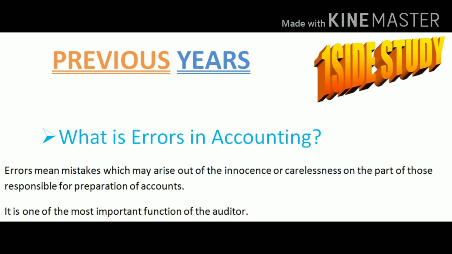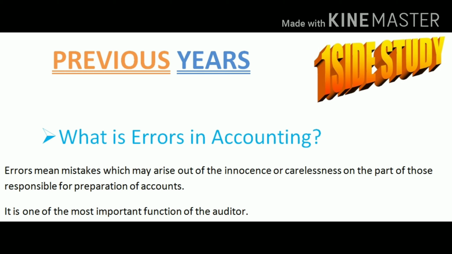unintentionally, and it is the most important function of the auditor to check whether any errors took place in the accounting system. So in brief, you can write this if the question is of 2 marks, and if it is of 5 marks, then you have to elaborate on the basis of the points given in the answer.